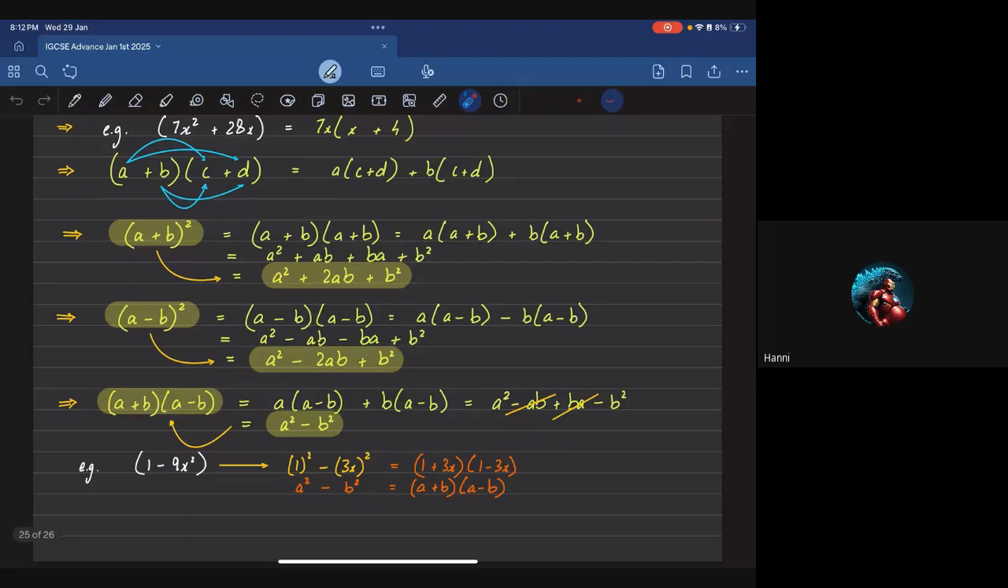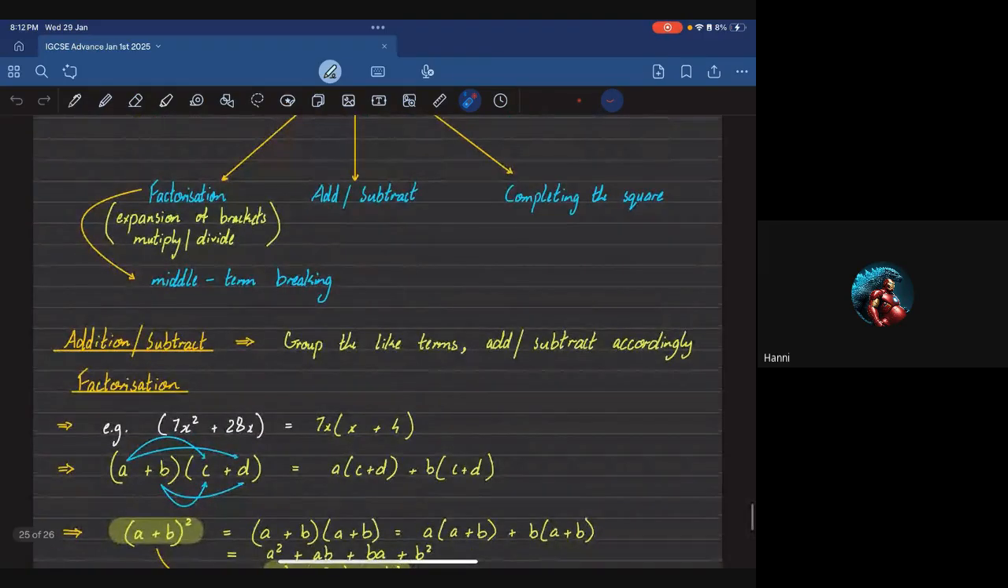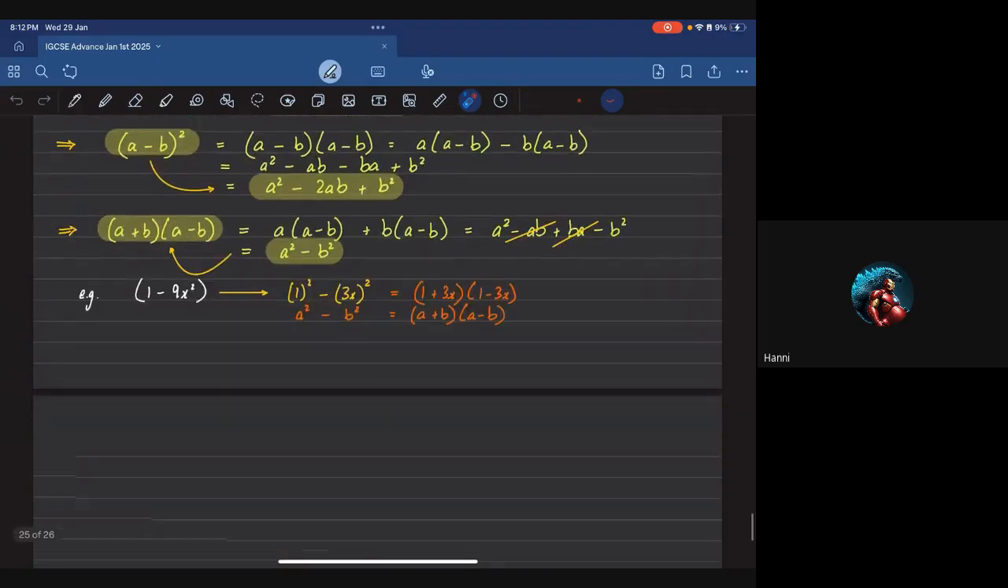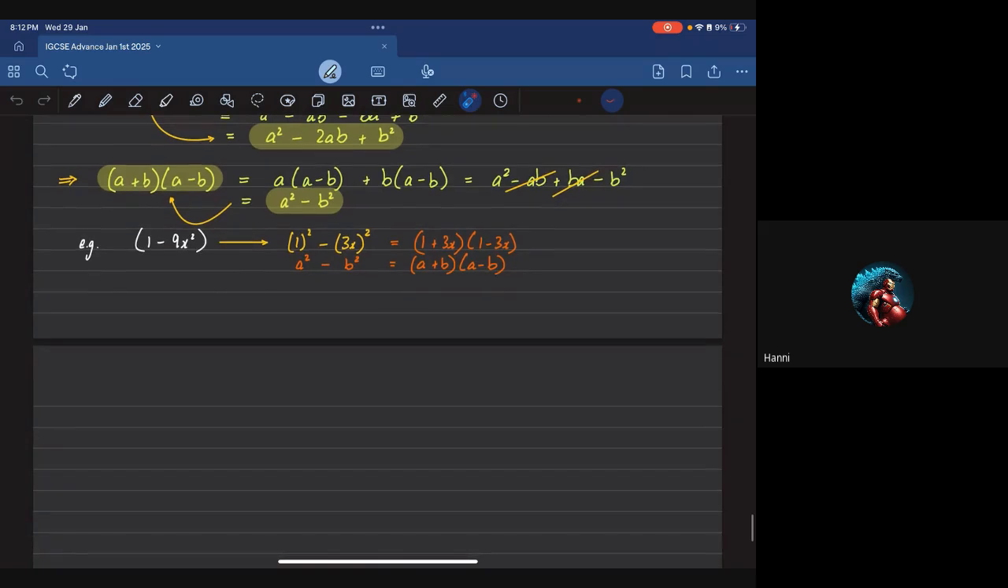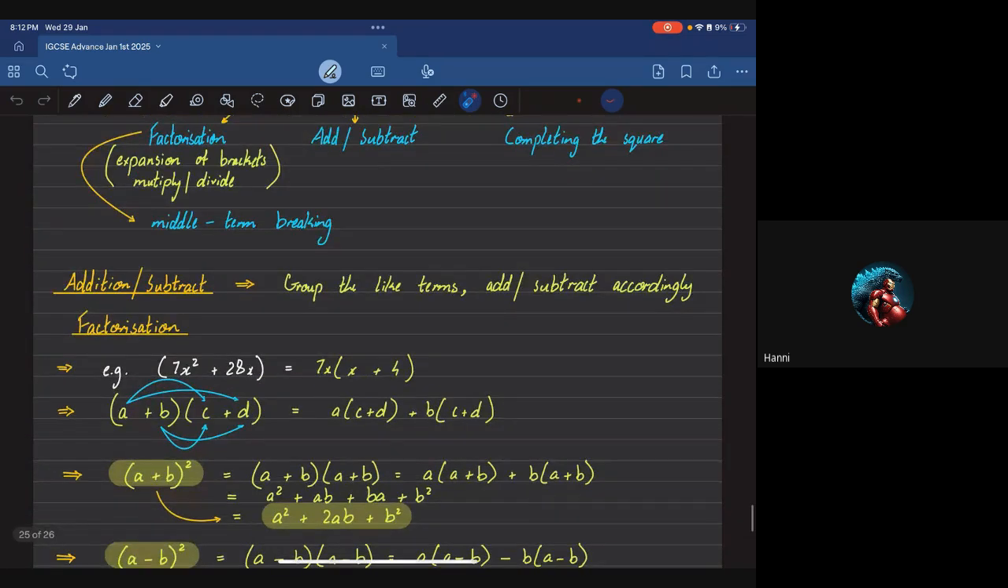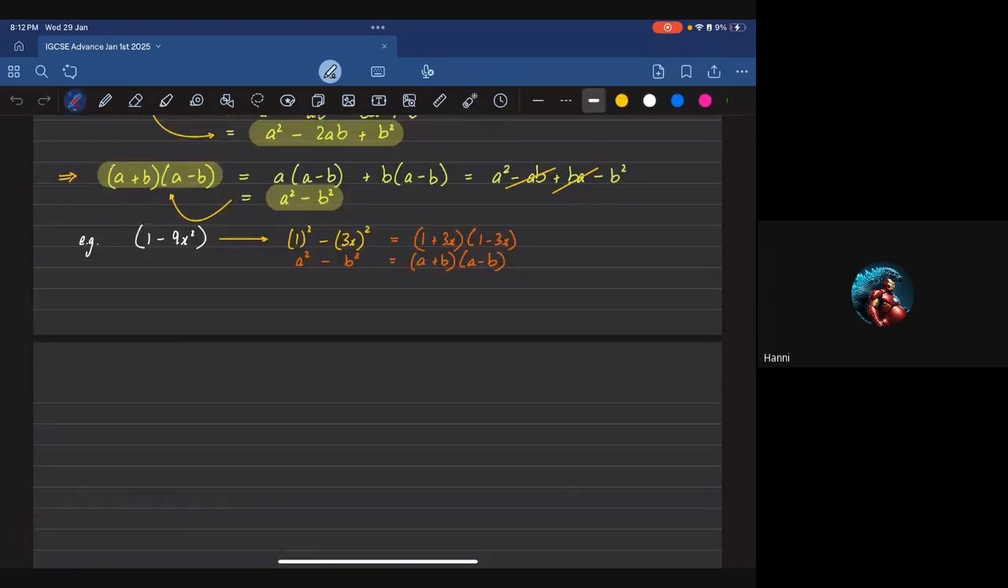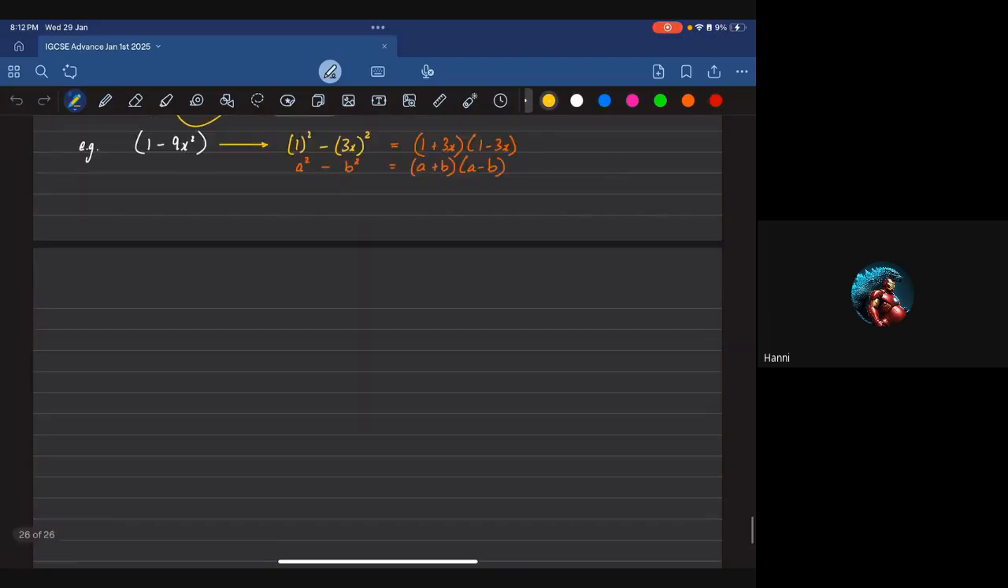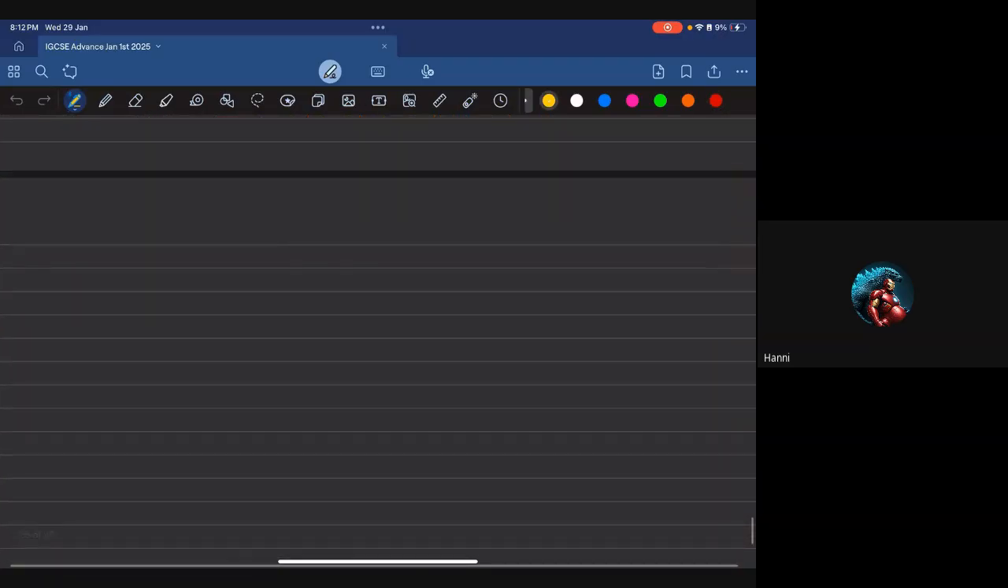Now, we're going to do another branch of factorization, which is what you may call middle term breaking. This is one of the methods of factorization which we're going to study for today.